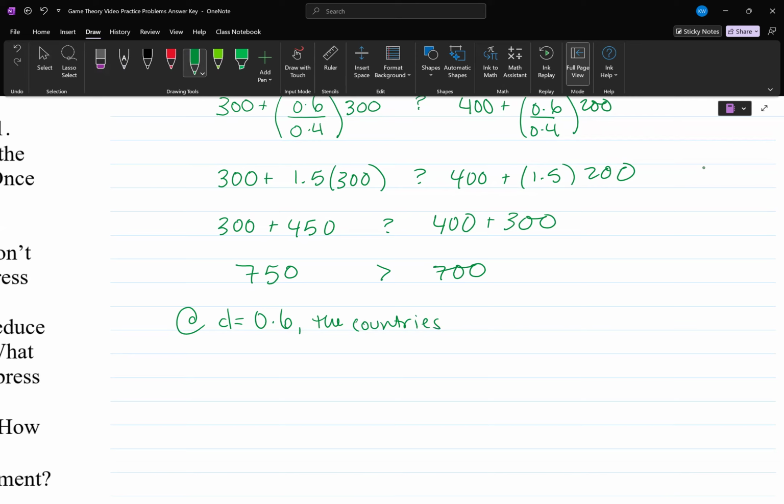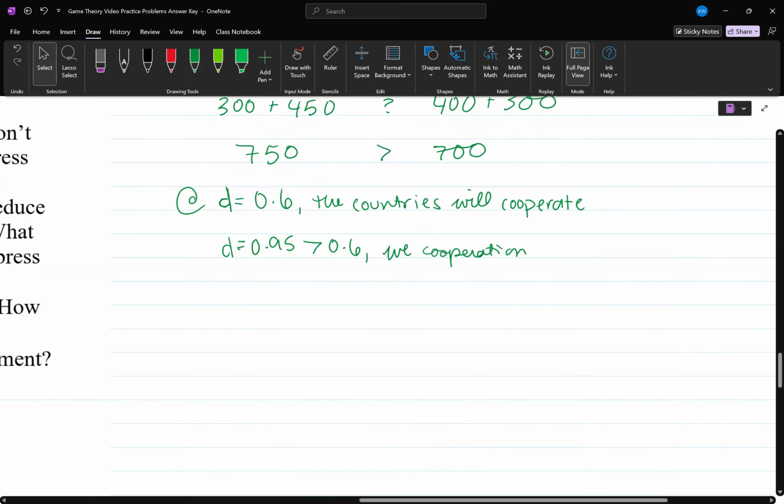Now, keep in mind from the lectures that the discount rate essentially says how much the firm values future dollars now. So the discount rate says that we value a dollar tomorrow at 60 cents today. So at 0.6, we'll cooperate. At a discount rate of 0.95, that's above 0.6, so we definitely cooperate. That means we really value future dollars very highly, and so cooperation is really not a question, especially since we cooperate when the discount rate is 0.6.